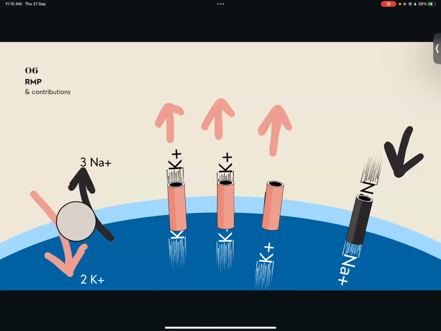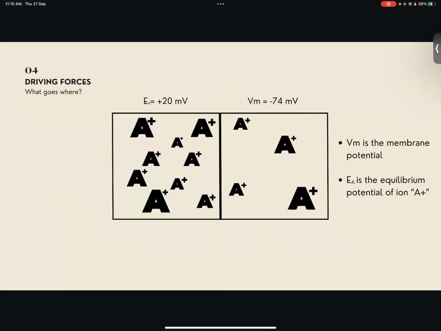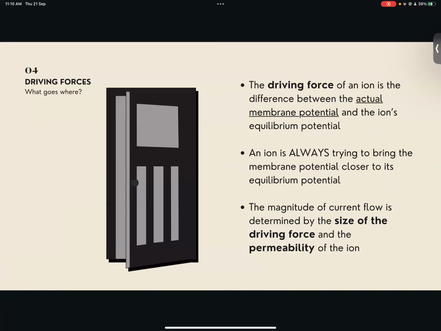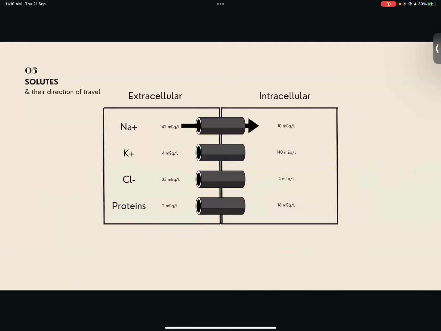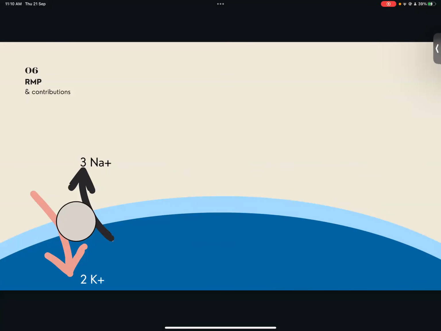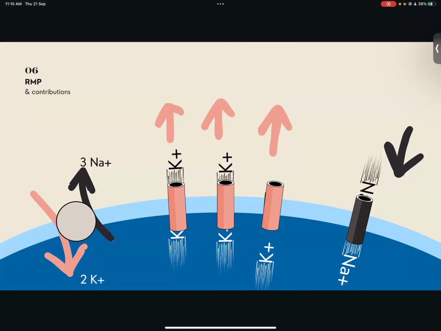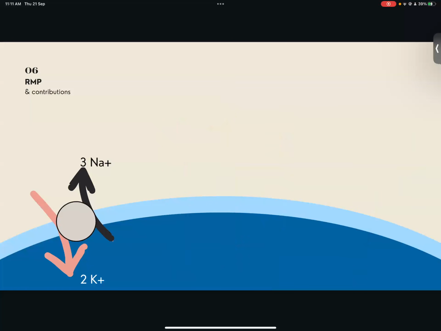Do you remember what I said about the permeability of an ion? We said the magnitude of current flow is determined by the size of the driving force and the permeability of the ion. So when we're looking at the resting membrane potential, are we able to tell which ion is more permeable? It's obviously potassium. Potassium is the main ion that contributes to the resting membrane potential because the membrane is most permeable to potassium.